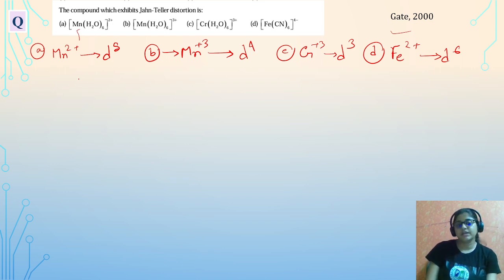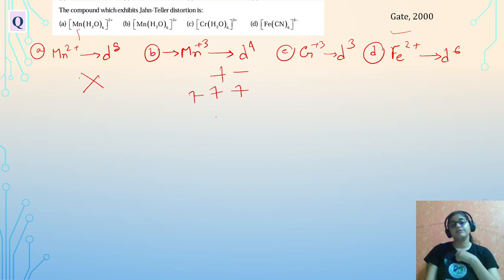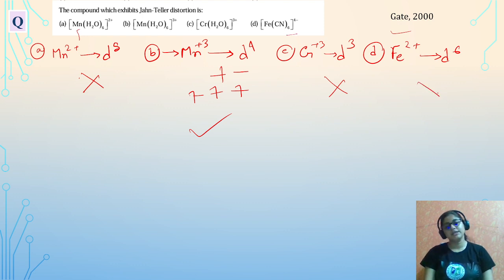d5 we know symmetrical filling will be there, it will not show. d4, if it is high spin, 1, 2, 3, 4, unsymmetrical, and in the case of low spin also it will be unsymmetrical, but it will be Z in, right? Here we only need distortion, so it will show distortion. Just check other options. This is d3, symmetrical, no. This is d6 and strong field again, it will pair up, so d6 low spin doesn't show. Fine. So B will be the answer.